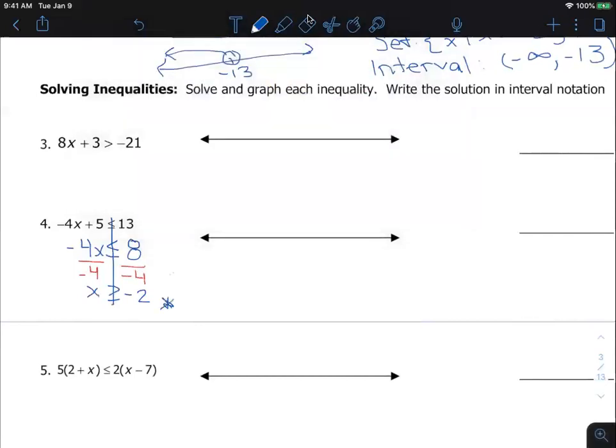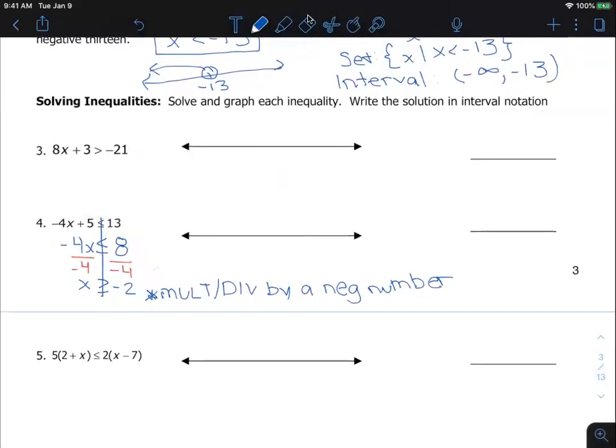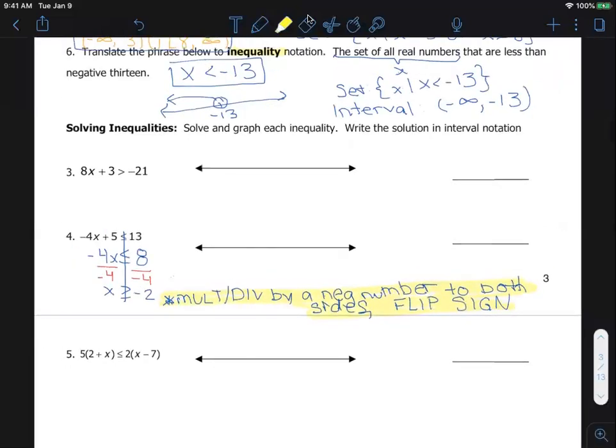So remember that rule. When you multiply or divide by a negative number, so the number is negative on the bottom, and it has to be to both sides, you have to flip the inequality sign. So important that you do that. Otherwise, your arrows are going to be going the wrong way. So I'm shading that because that is so important that you do that. So our answer is x is greater than or equal to negative 2.